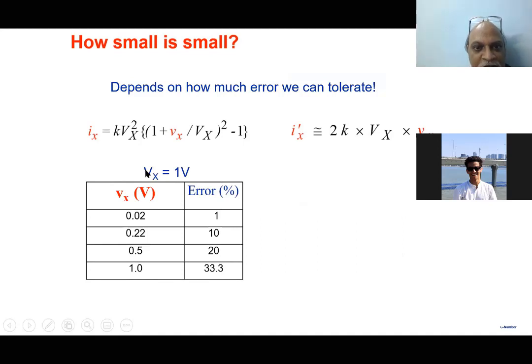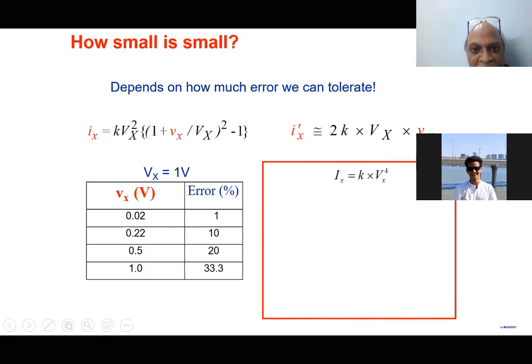So we can see, let's say the original DC voltage across the element is 1 volt. And if the incremental change Vx is 0.02, then the error is 1%. If it is 0.22, then it's 10%, and at 0.5, it's 21%, obviously a very, very large error here. So if the change in the voltage across the element Vx is small, 0.02, the error is small, and the analysis is fairly reasonable. If you can tolerate errors less than 10%, then the change in the voltage across the element X can be as large as 0.22.